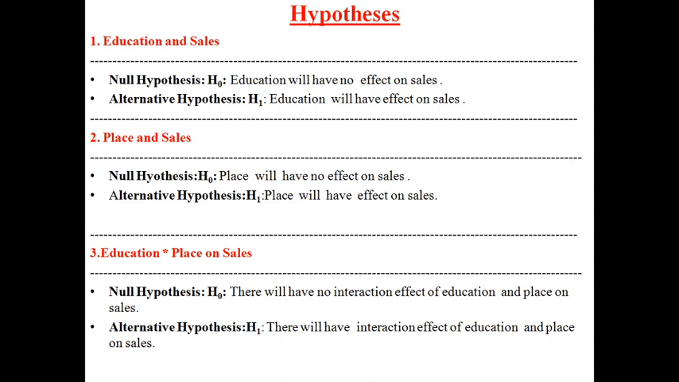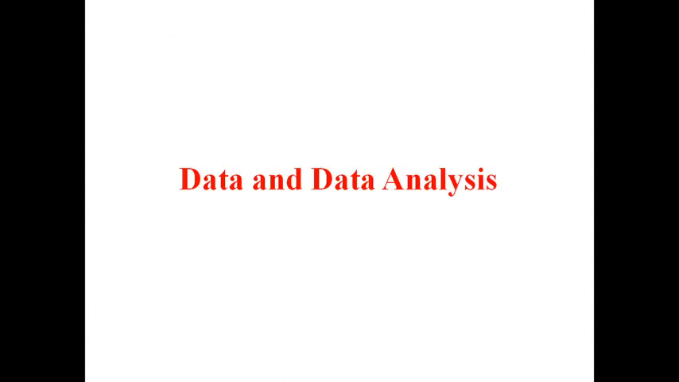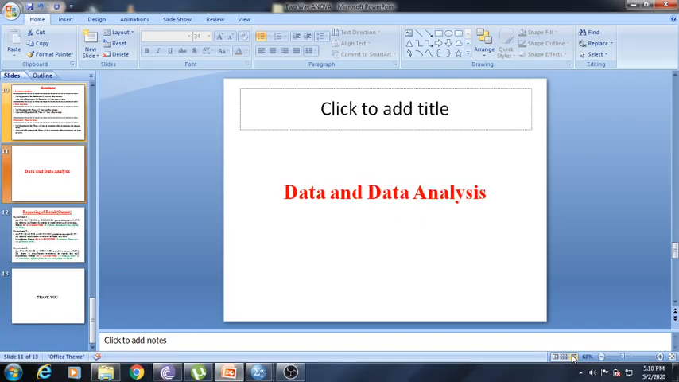There will be no interaction effect of education and place on sales, and the alternative hypothesis is there will be an interaction effect of education and place on sales. So these are the three hypotheses we have formulated. Now we have to collect the data and analyze it through SPSS, and then we will see. So now we'll go to the data in SPSS.